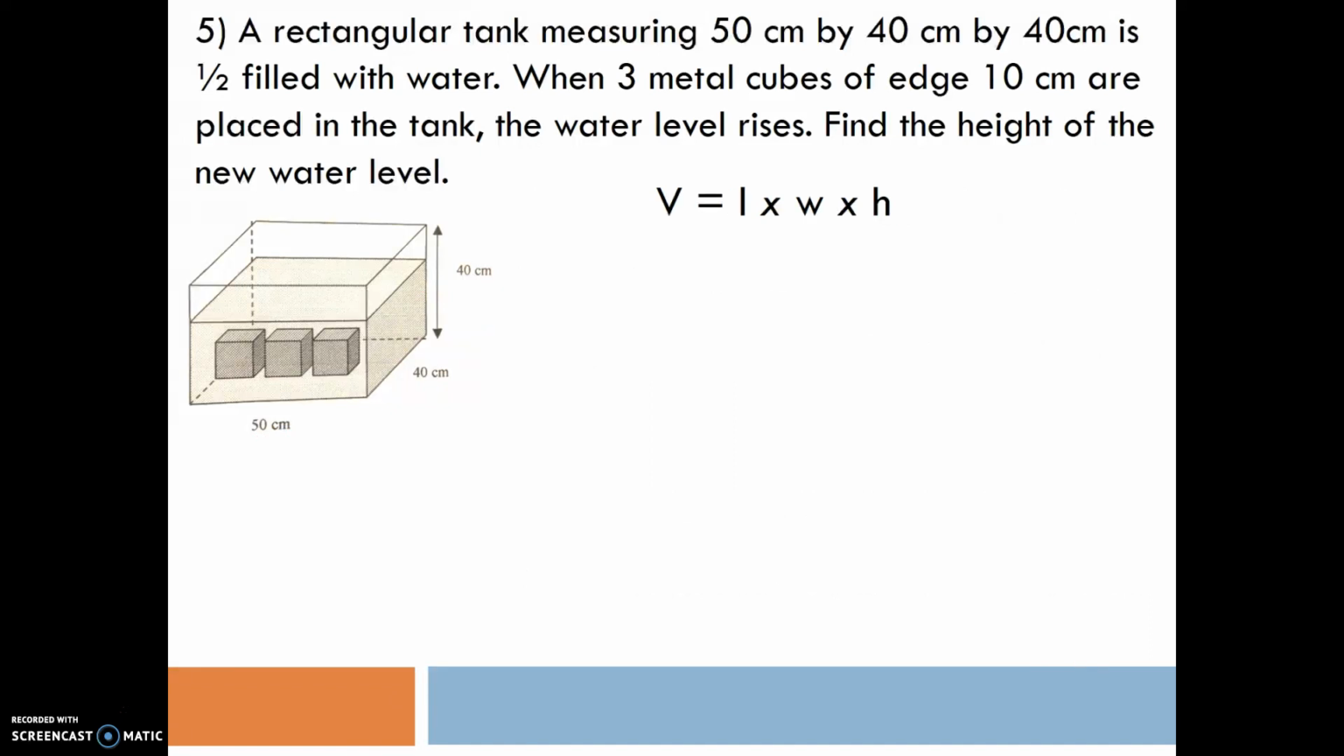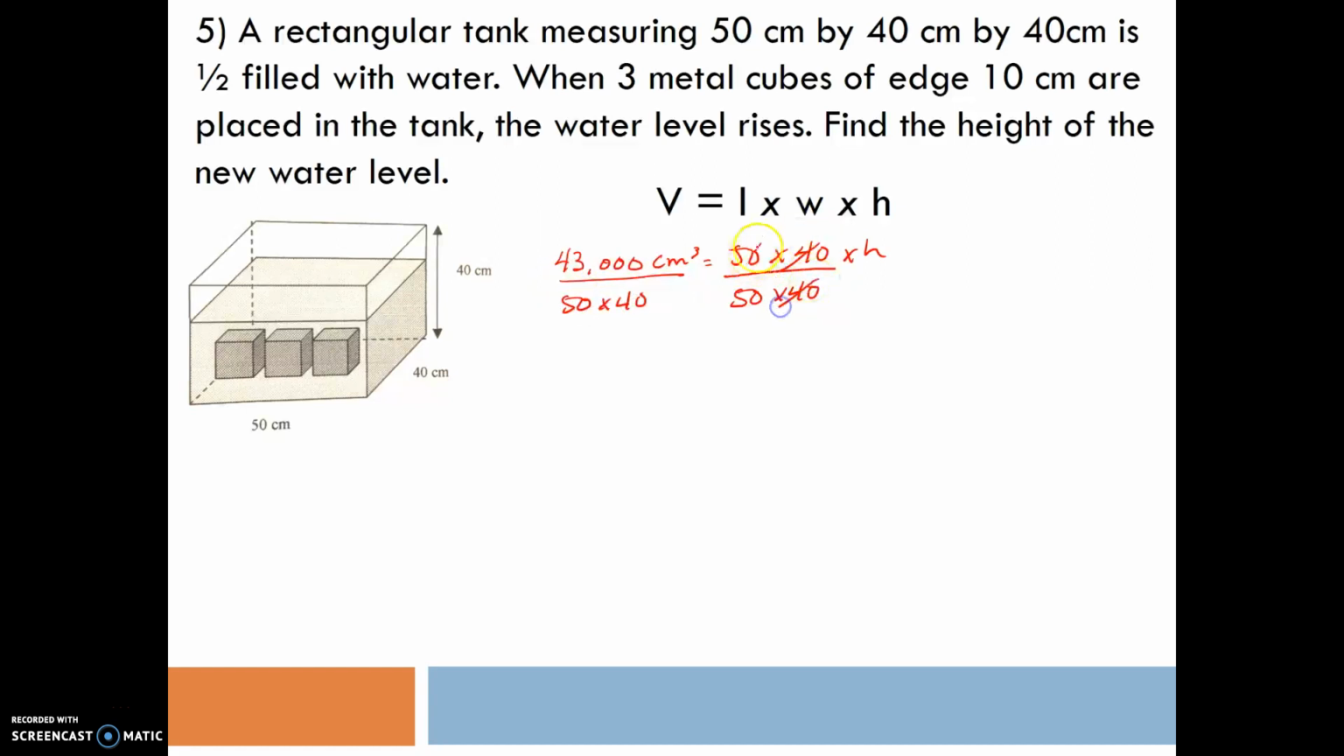Now we want to find the height of the new water level. So let's go ahead and plug in our numbers. Remember that our volume is 43,000 centimeters cubed, and I'm going to do all of this work with centimeters cubed because I can't find a centimeters measurement from a liters measurement. I need to keep these in centimeters cubed so my units are consistent. Okay, so I've got a length of 50 centimeters, a width of 40 centimeters, and I don't know the new height. So let's go ahead and find it by dividing both sides by 50 times 40.